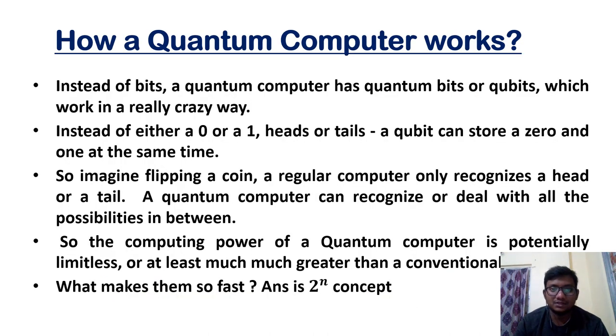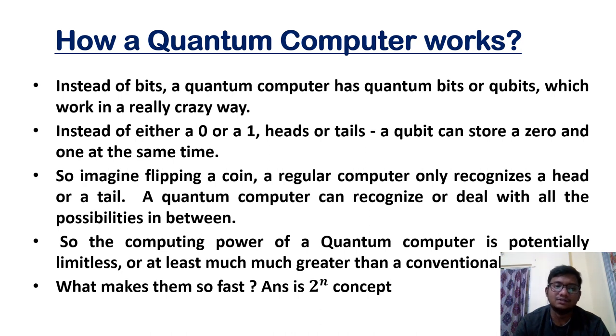Before jumping into Grover's algorithm, we will gain some knowledge on how a quantum computer works. Instead of bits, a quantum computer has quantum bits, or qubits, which work in a very crazy way. In classical computers, we have either zero or one. If it is heads, it's zero, and if it is tails, it is one. Instead of zero or one, a qubit can store zero and one at the very same time. It means it can store any arbitrary state between zero and one, and its probabilities should add up to one.